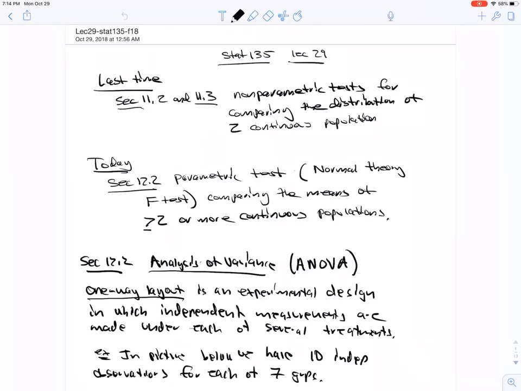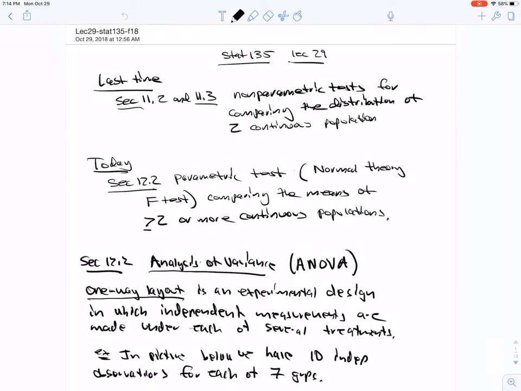Hello, it's Stat 135, Lecture 29. Last time we covered sections 11.2 and 11.3 on non-parametric tests for comparing the distribution of two continuous populations.